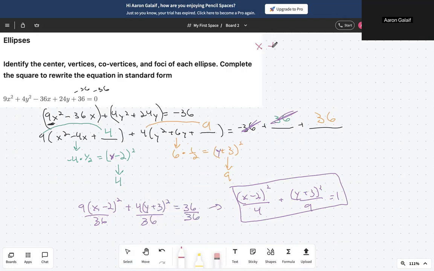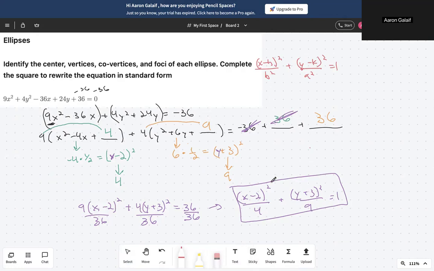That is (x minus h) squared plus (y minus k) squared equals 1. And these are over a squared or b squared based on which one is bigger. The bigger value will be a squared. So we see here we actually don't have a squared under the x, we have b squared, and a squared is under the y, because 9 is bigger than 4.